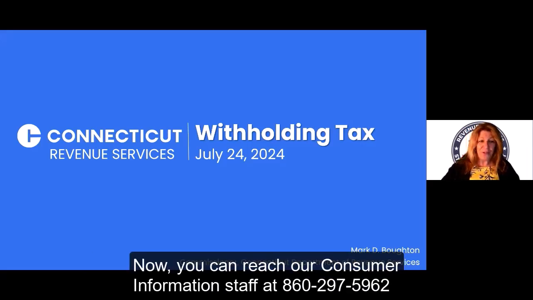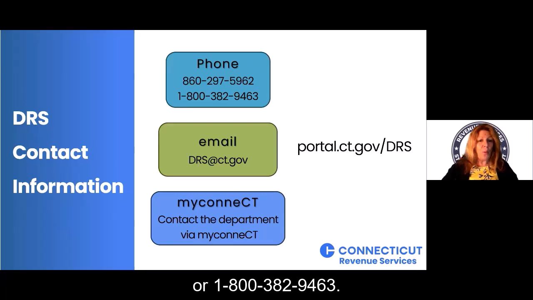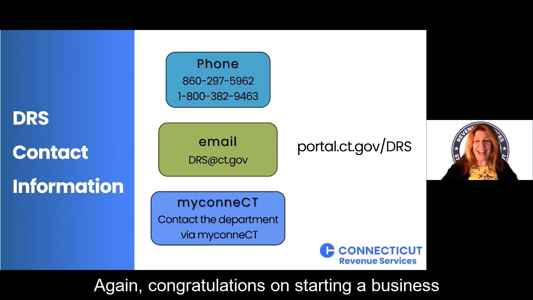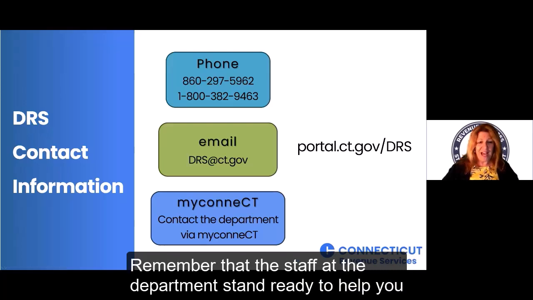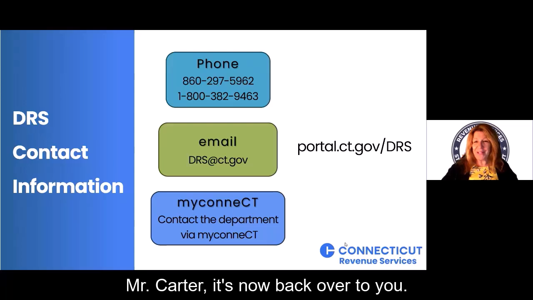Now, you can reach our consumer information staff at 860-297-5962 or 1-800-382-9463. You can also email us anytime, day or night, at drs@ct.gov. Again, congratulations on starting business and hiring people in the great state of Connecticut. Remember that the staff of the department stand ready to help you and will be an important resource for your success. Mr. Carter, it's now back over to you.